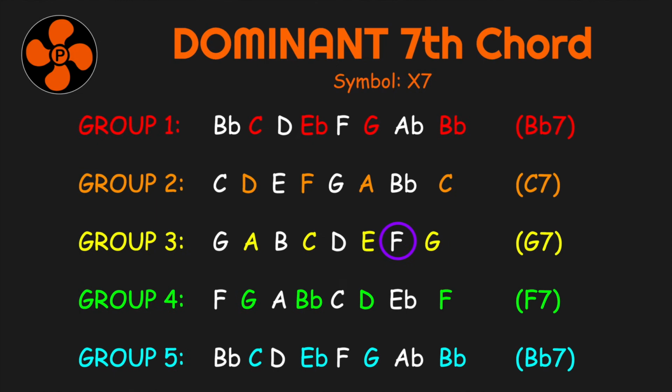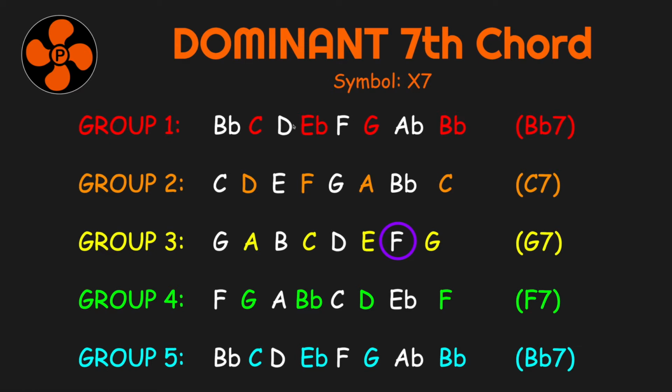The next type of 7th chord is called a dominant 7th chord. Dominant 7th chords are found in almost every single piece of jazz music. The dominant 7th is the same as a major 7th chord, except the 7th is flatted. So the formula is 1, 3, 5, and flat 7. The symbol that you'll see on a lead sheet is X7, so it will say B flat 7 or C7 or G7, depending on which note it is.